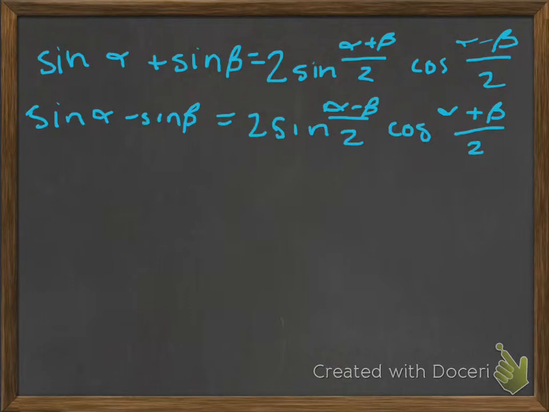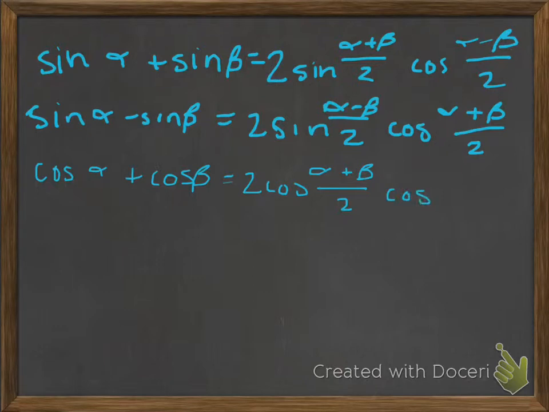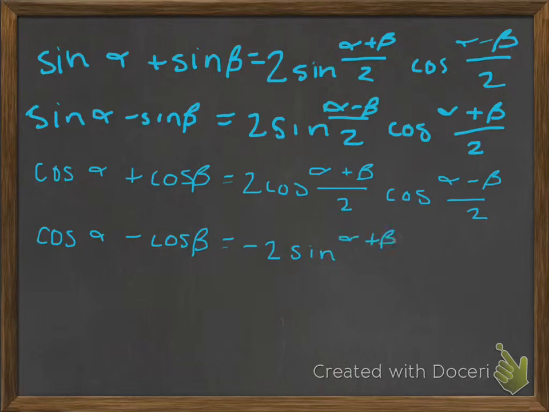And then there's 2 for cosine. So we have cosine of alpha plus cosine beta, and this is equal to 2 cosine of alpha plus beta over 2 cosine alpha minus beta over 2. And the final formula is cosine of alpha minus cosine beta, and this is equal to negative 2 sine of alpha plus beta over 2 and sine of alpha minus beta over 2. So these are the 4 formulas for this section.